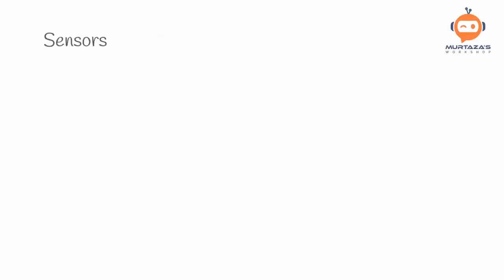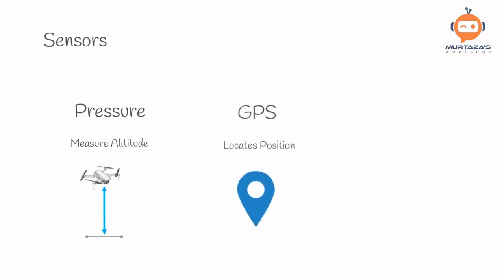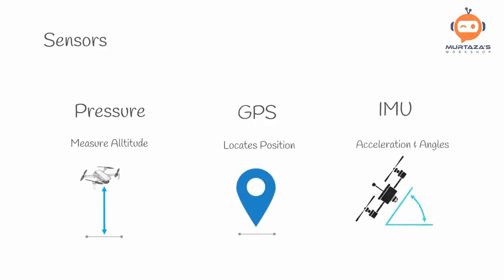There are multiple sensors attached to a drone. For example, the pressure sensor measures the altitude or the distance between the ground and the drone. The GPS locates the position of the drone, whereas an IMU measures the acceleration and the angles at which the drone is.